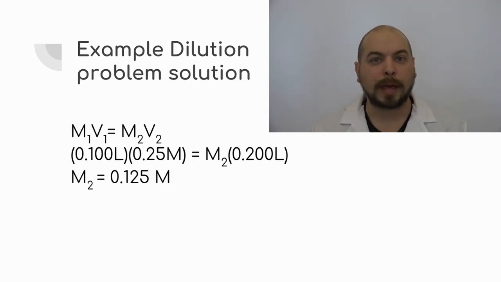This means our setup M1V1 equals M2V2 would be 0.1 times 0.25 is equal to, in this case, M2, which we don't know yet, times 0.2, because we've simply doubled the volume here by adding the two together. That gives us a final answer of 0.125 moles per liter. So my new solution would be at a concentration of 0.125 moles per liter.